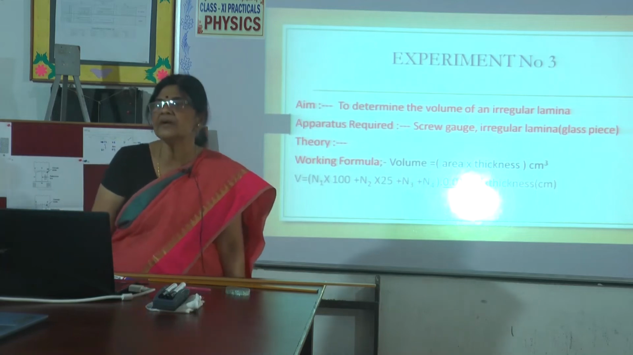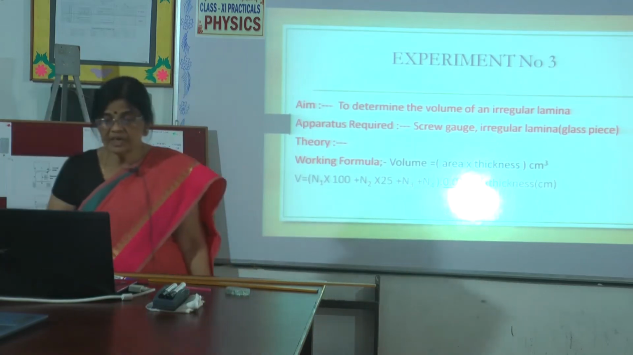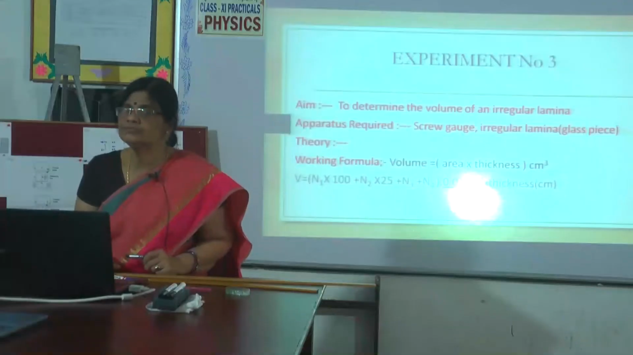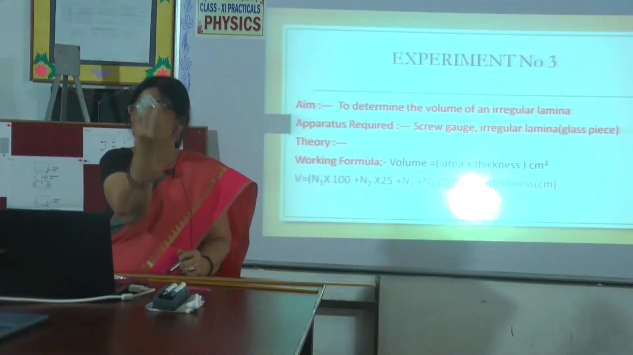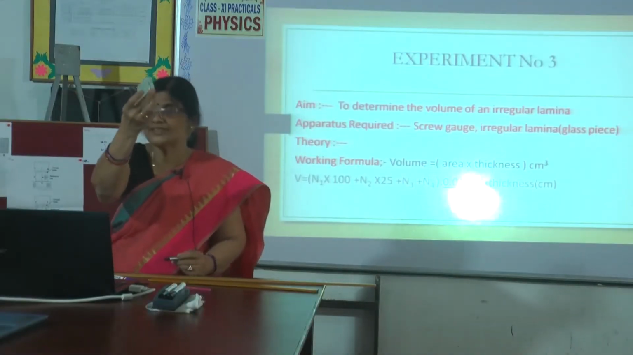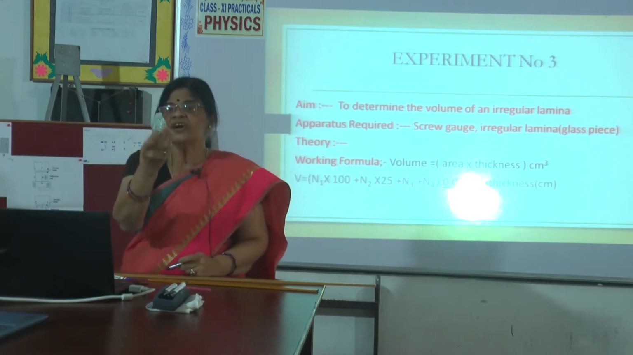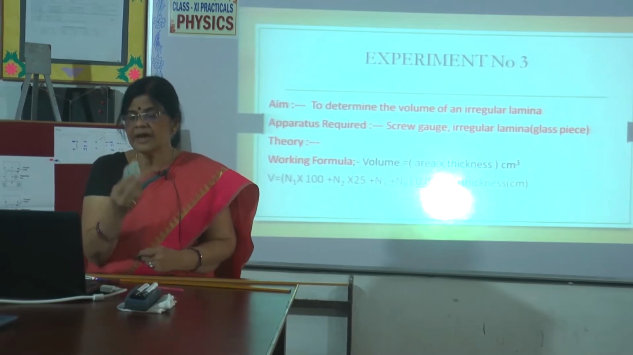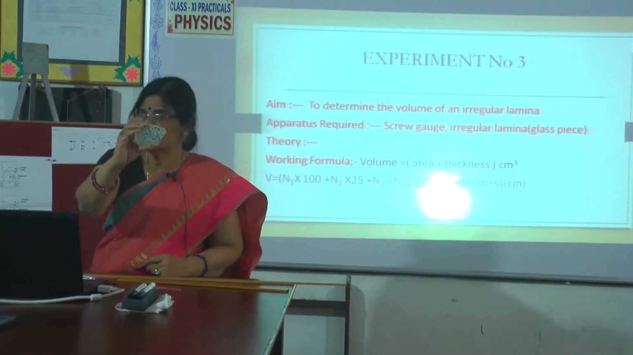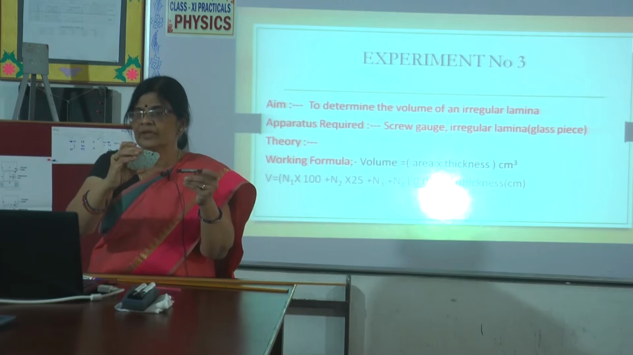Let's go to experiment number 3: to determine the volume of an irregular lamina using a screw gauge. So here, this is your aim, volume of an irregular lamina. This glass piece can be taken as a lamina. That's why I took it instead of a wire. So here, this is an irregular lamina. And what is the apparatus? Your apparatus required is an irregular lamina and a screw gauge.